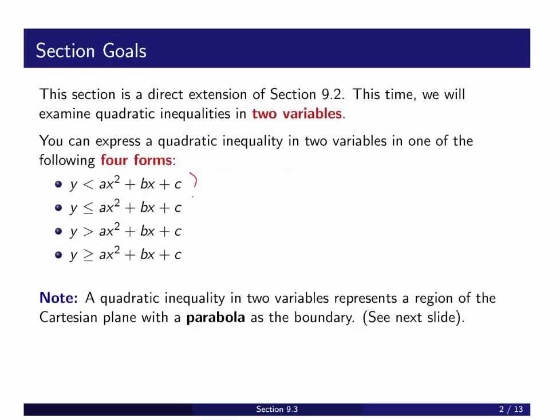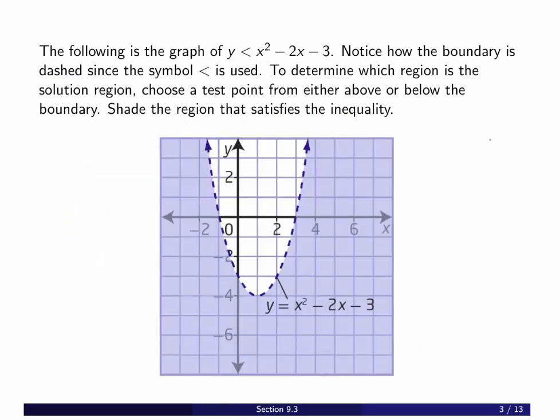So once again, I outlined the four cases that can occur. Don't worry too much about them, but there's the algebraic representation of the four forms that can happen. And like I said, the solution region will be separated by a quadratic boundary, which will look like this. So here, this is a dotted line, which means something like this was used, less than or greater than sign.